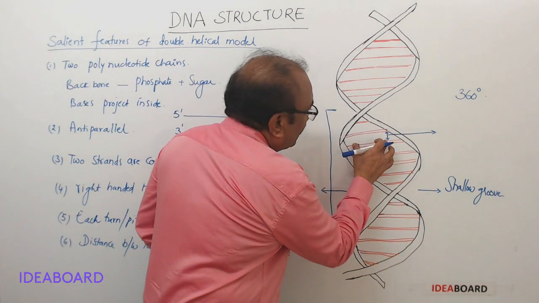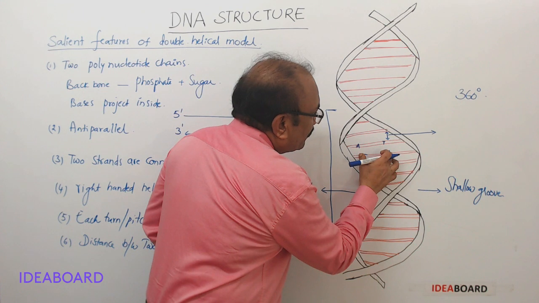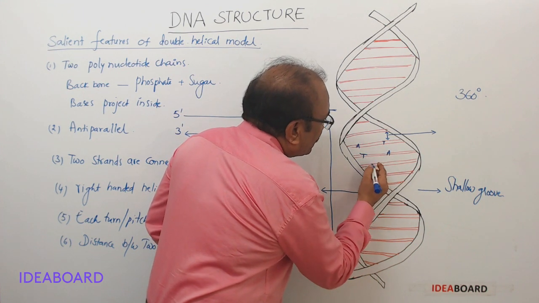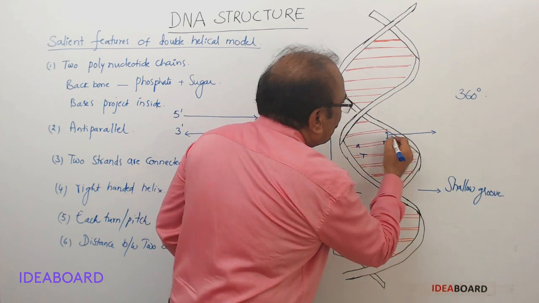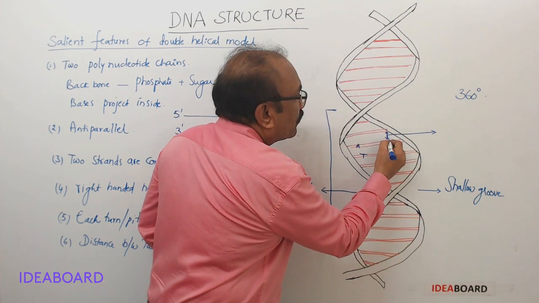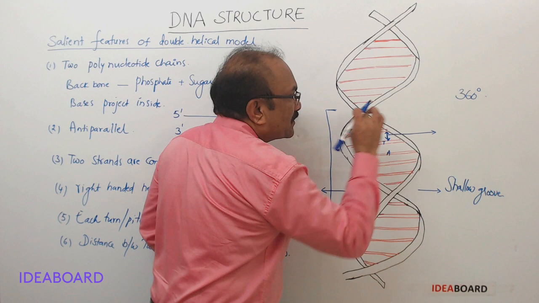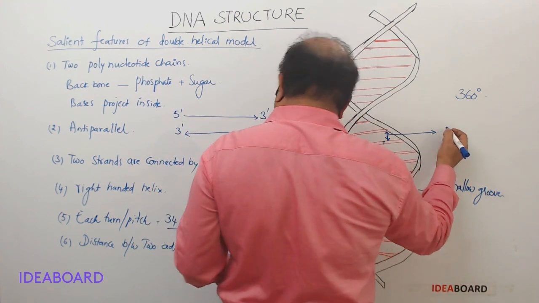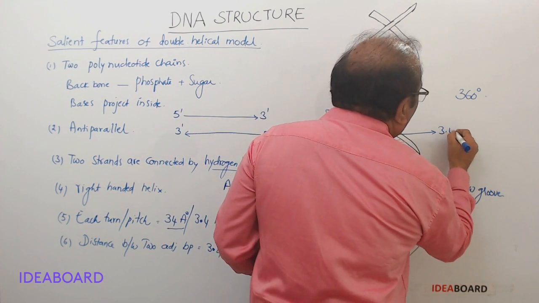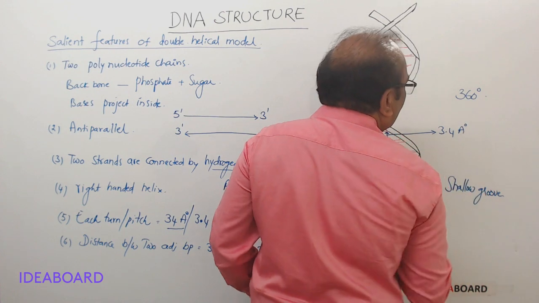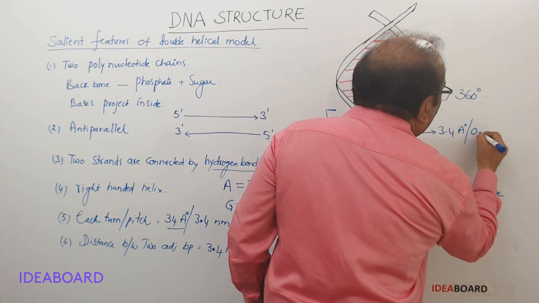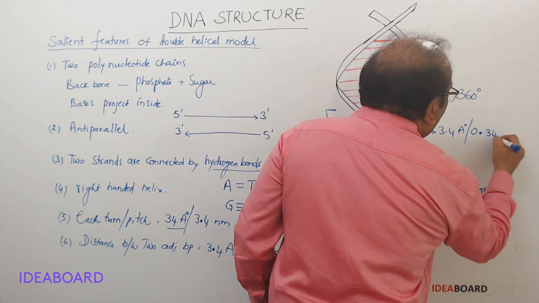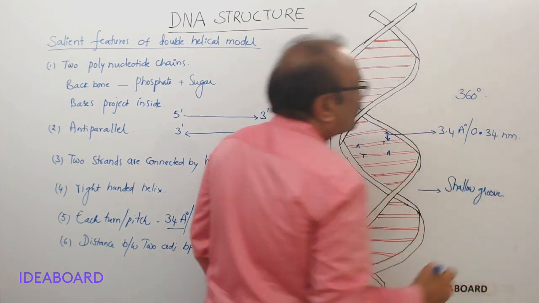And you can see that this is a base pair and this is another successive base pair, and like that every base pair is stacked one above the other, and the distance between these two, you see, I hope you are able to see this one. This is the distance, and the distance measures about 3.4 angstrom units or 0.34 nanometers.